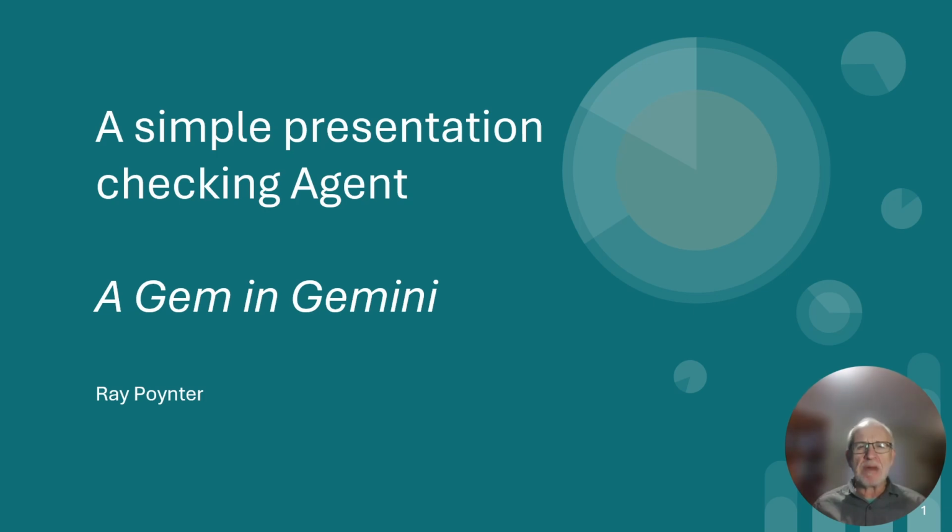Agents are going to be the biggest thing in 2026, something that you are going to need to use repeatedly if you are going to be able to scale up your operations. Now, I'm going to show you in this very short video a really simple example of using a gem in Gemini. It could be a GPT in ChatGPT, it could be an agent in Copilot, it could be a project in Claude. There's lots of ways of doing this, but for this example, let's just look at a gem in Gemini. And I'm going to show you how I check my presentations before they're finished.